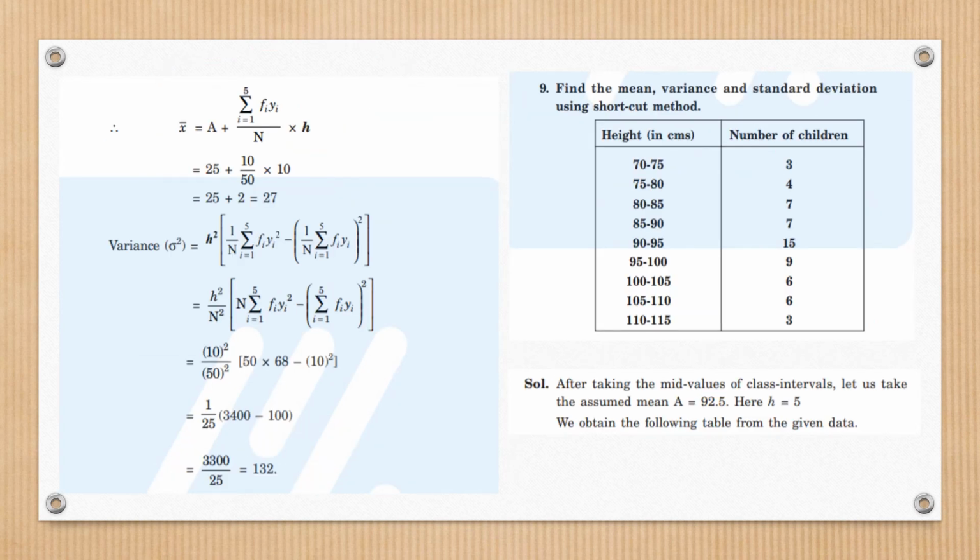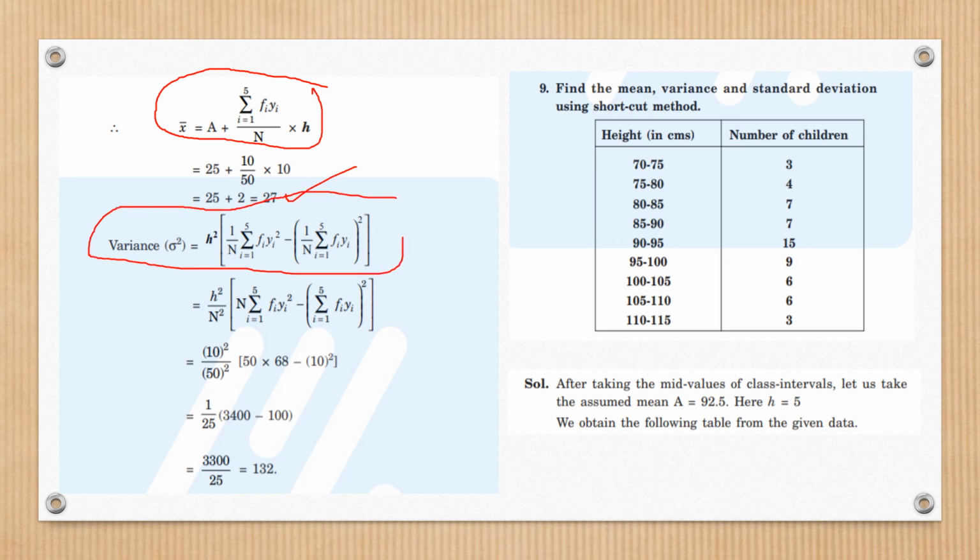Now the mean can be calculated by using this formula, right? It is easy. So it is 27, and variance is again, now put the values accurately, h square. You can take out n square also, right? Because this is 1 upon n times this minus 1 upon n square times this. So if you take LCM, n square will be there, which you can take out, and it will be multiplied with n times this and this. So h square is 10 square, n is 50, 50 square, n is 50 into fi yi square which is 68, and this is fi yi whole square, that means minus 10 square. So 132 is the answer.